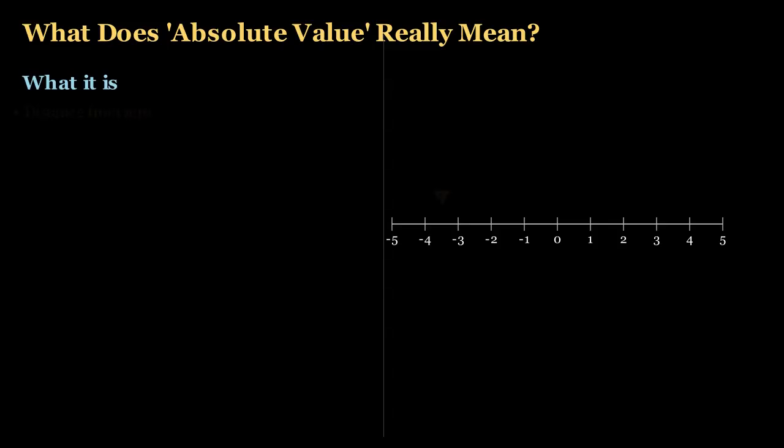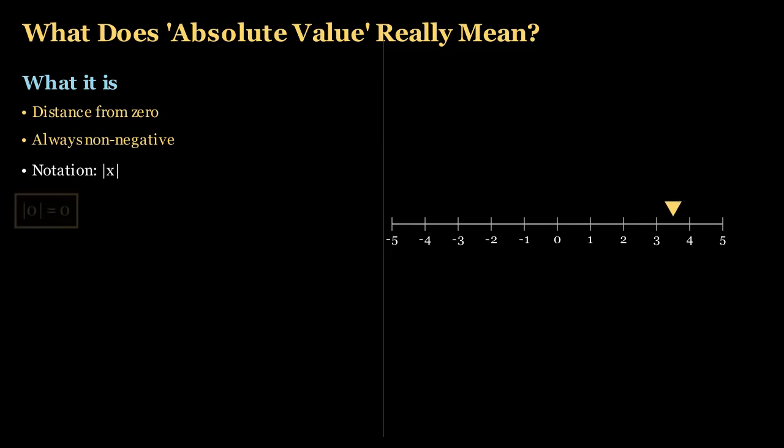Imagine you are standing at 0 on a long straight road. The absolute value of a number is simply how far that number is from you, ignoring whether it lies to your left or your right. Distance can never be negative, you cannot be -3 steps away from something. So the absolute value is always 0 or positive.